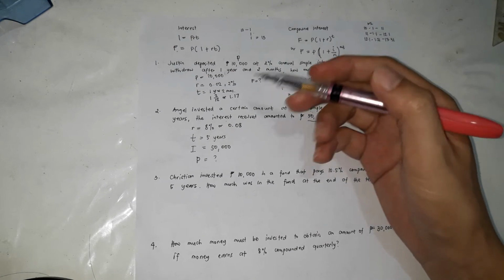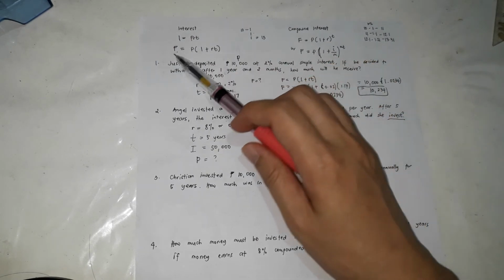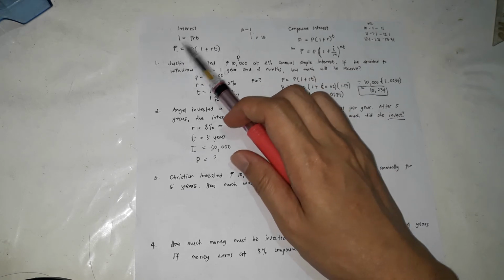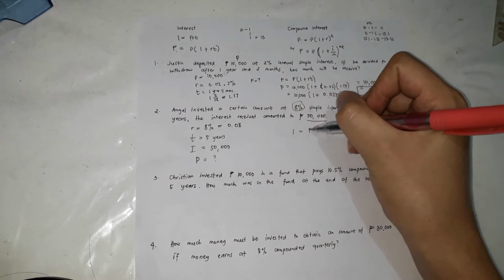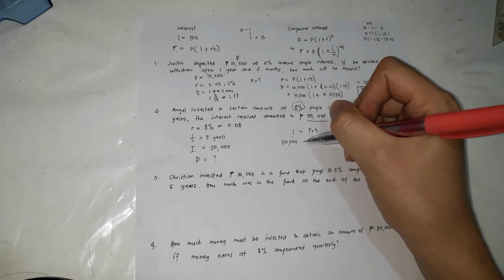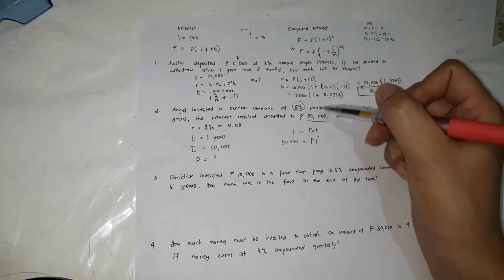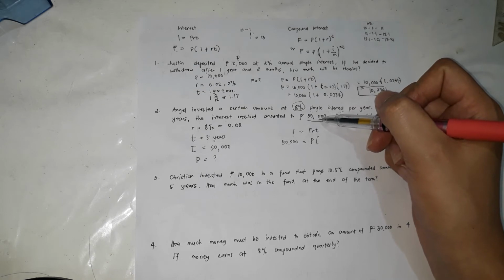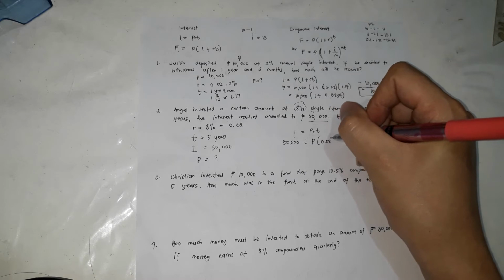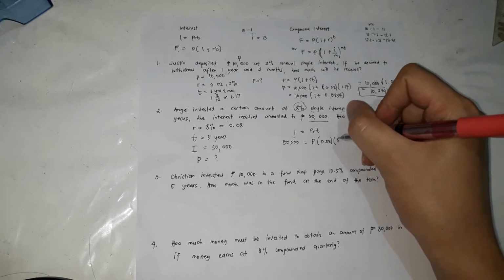So what formula are we going to use? So we're not going to use this one because the F is not given. So this one, we're going to use this formula. So I is equal to PRT. I is equal to 50,000. Ang interest is 50,000. We're looking for the principal. Magkano i-invest para ang magkaroon ka ng interest na 50,000 for 8% after 5 years. So that's the rate is 8% or 0.08 and the time is 5.